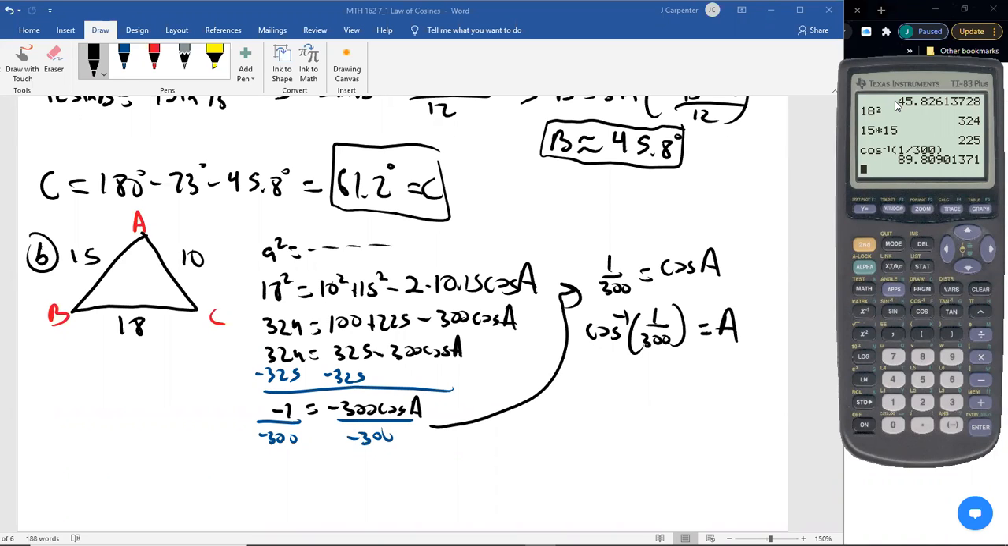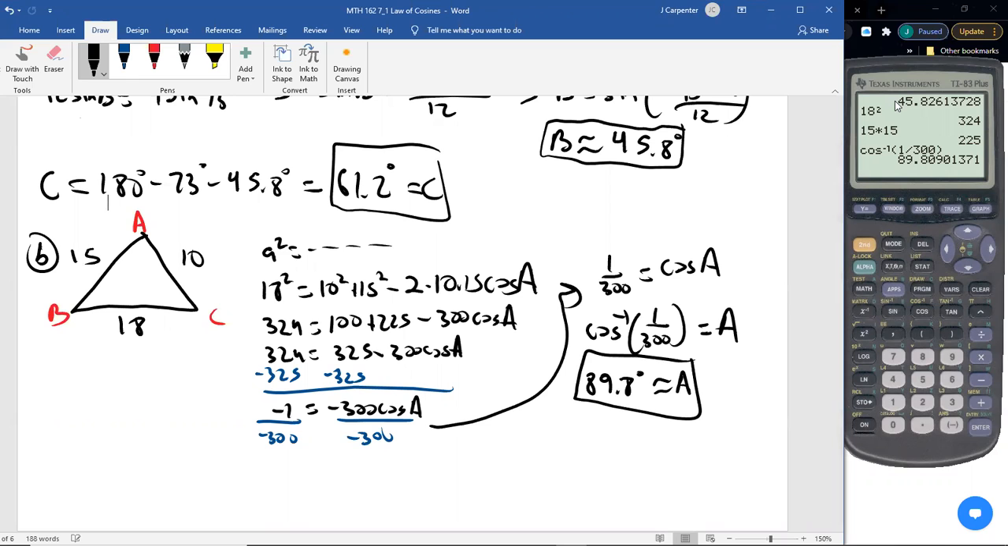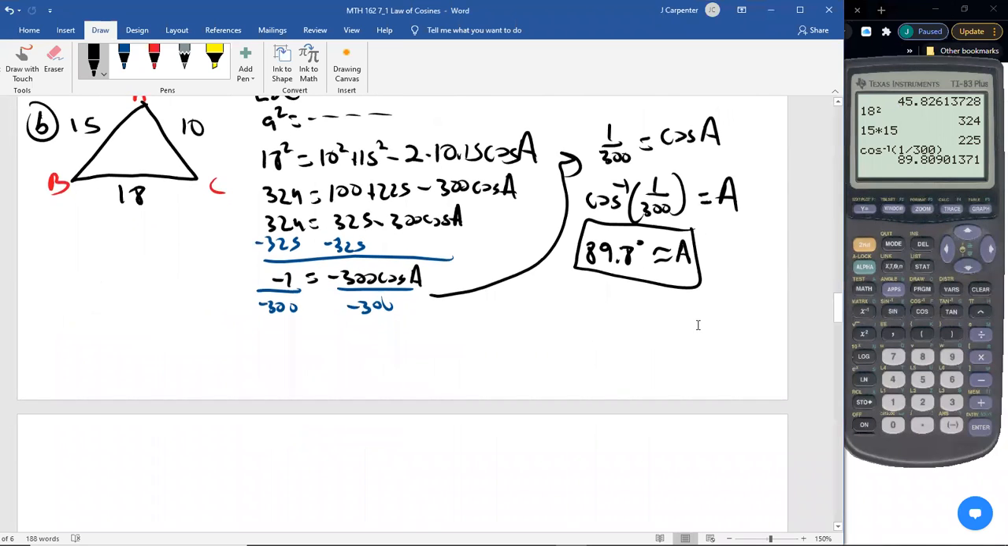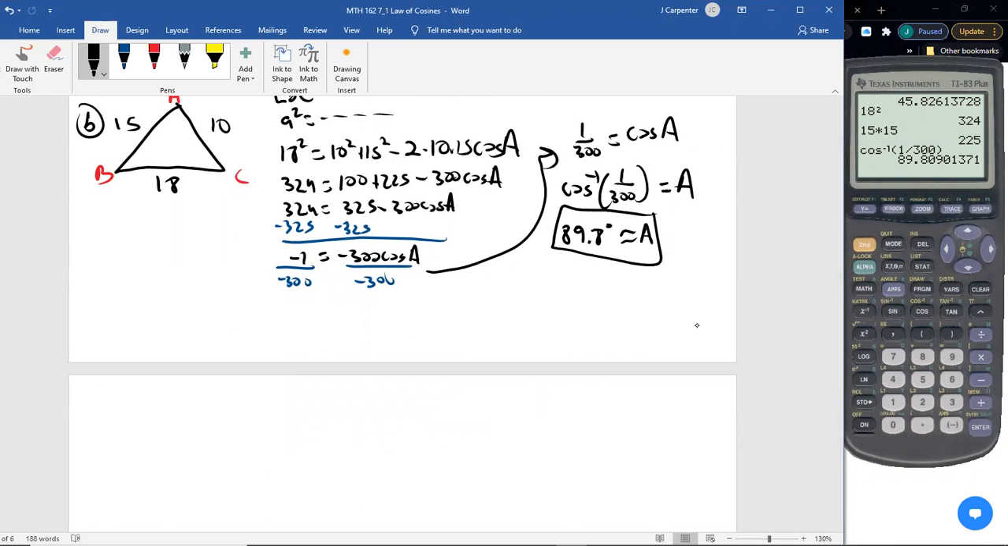So that says 89.8 degrees is about angle A. We got our first one. So that was our law of cosines. Now we go to law of sines. Let me just put that on the next page. Law of sines, it doesn't matter which one we grab since we already have the biggest angle. We know the others have to be less than 90 degrees for very obvious reasons.